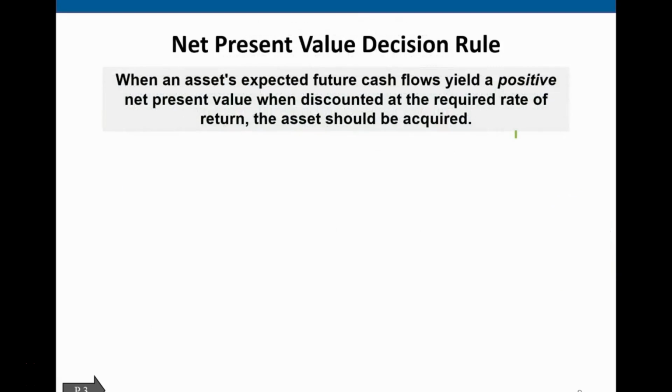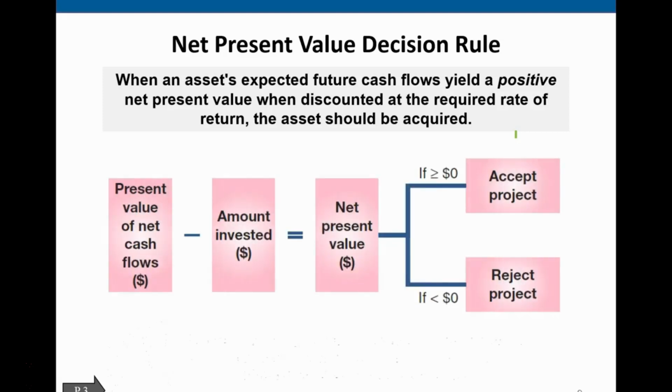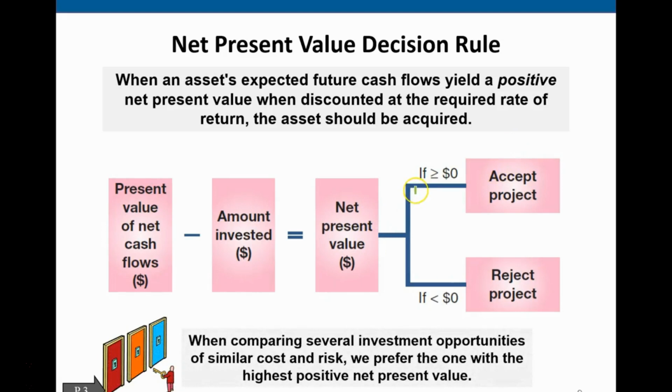So net present value decision rules: when an asset's expected future flows yield a positive net present value when discounted at the required rate of return, the asset should be acquired. So when you do this calculation, just keep in mind that anything that is greater than 0 is accepted, because that means it's clearing the hurdle rate, meaning we're getting a return equal to or greater than the hurdle rate.